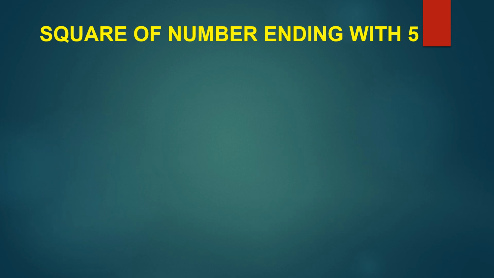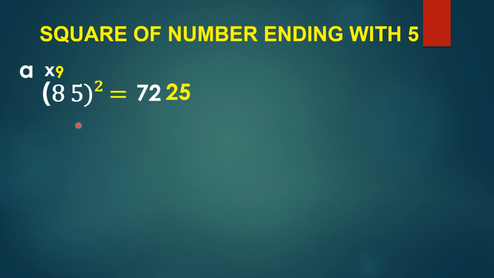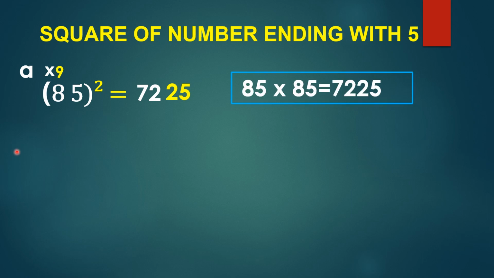Now let's try a few examples. You can give it a try. If you want, you can take a book and pen, or else you can do it in your mind also and check your answer. Let's start. First one, 85 square. You can start. First, 8. What comes after 8? 9. Yes, 8 9s are 72. 5 5s are 25. Are you doing it? And check your answers also. So 85 square is 7,225.